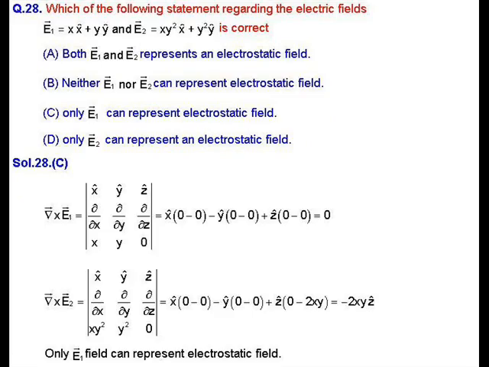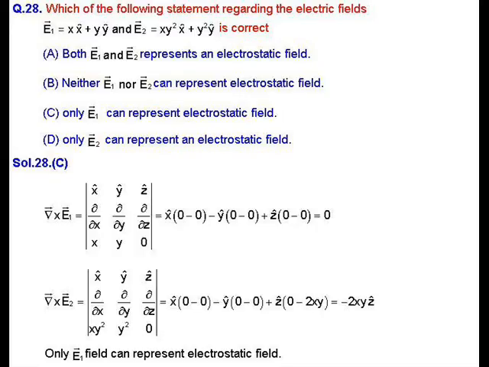MCQ question number 28. In this question, we have been given two electric fields E1 and E2, and we have been asked to find which of the following statements is true. Now we can see that all the four statements are related to only one question, that is, which of these two electric fields are valid.